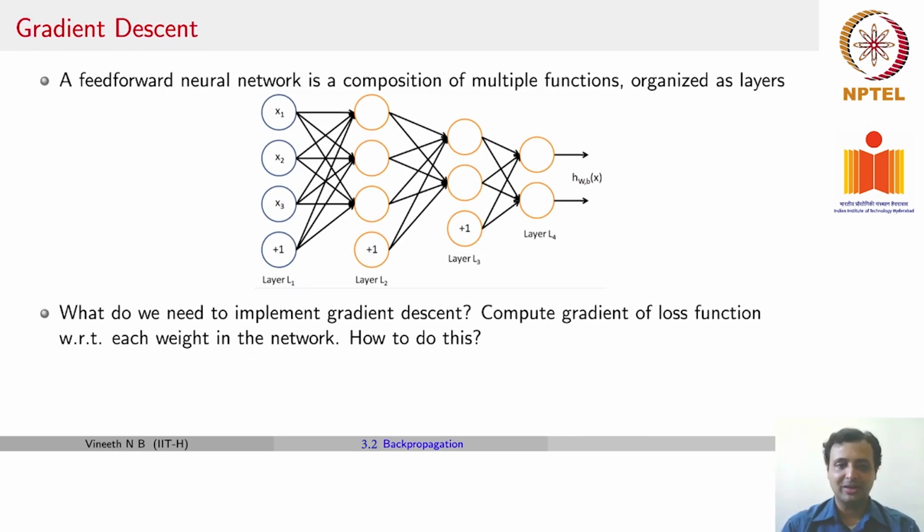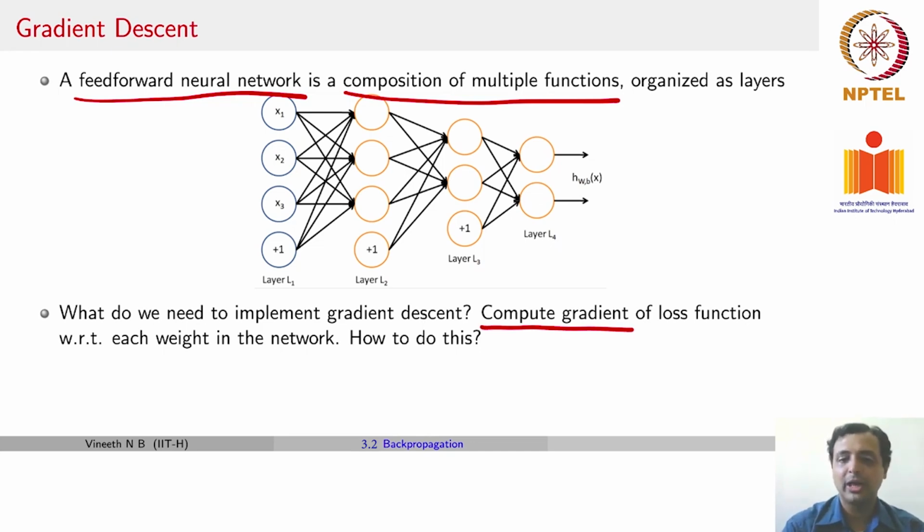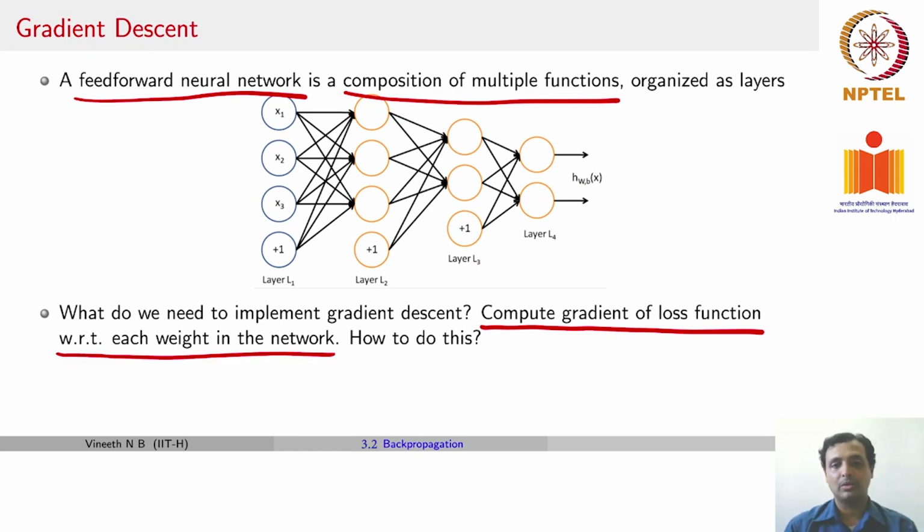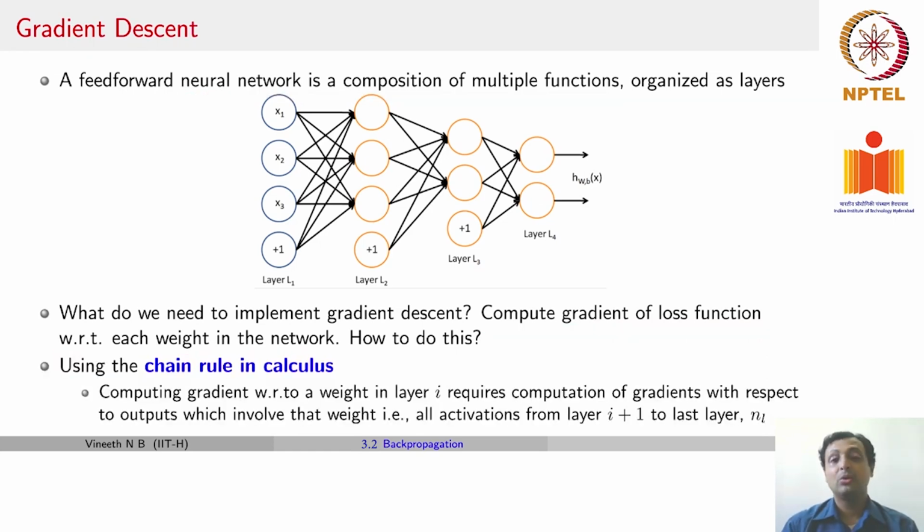Let's look at a neural network again. As we said some time ago, a feed-forward neural network is a composition of multiple functions organized as layers. Now, how do we implement gradient descent in this kind of a neural network? We know we have to compute the gradient of the loss function. Let's assume the loss function is given to us, and that it's mean square error. We have to compute the gradient of the loss function with respect to every weight in the neural network. How do we do this? We do this by taking advantage of the chain rule in calculus.